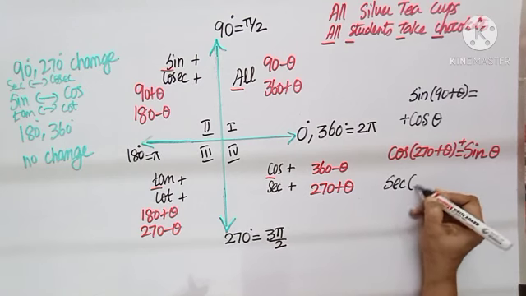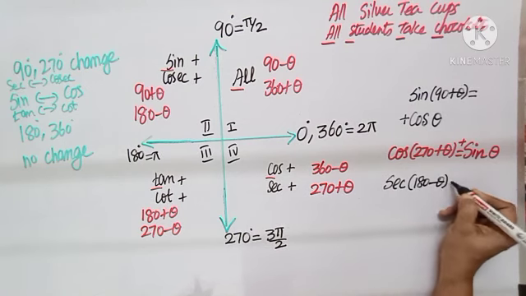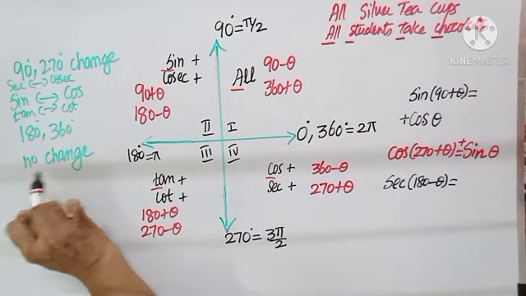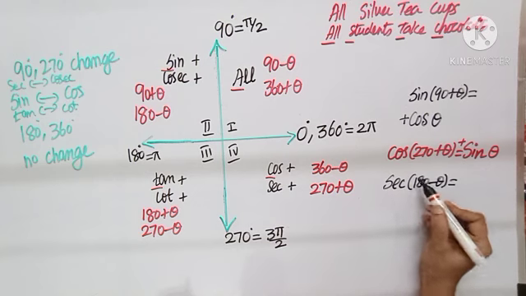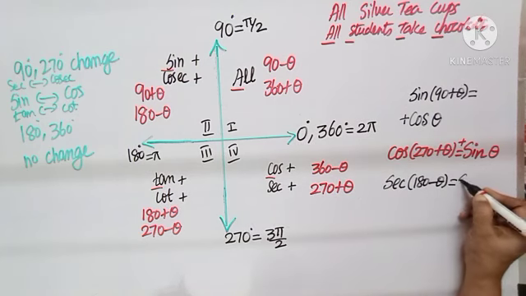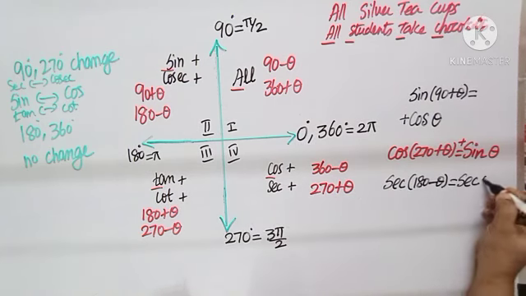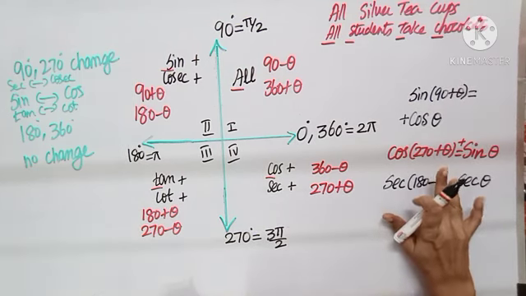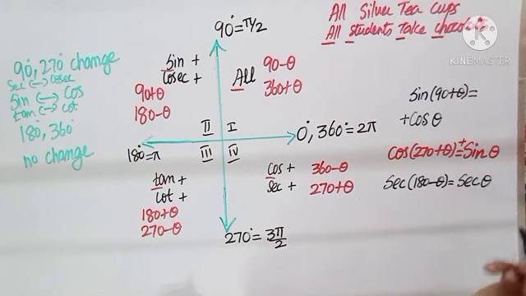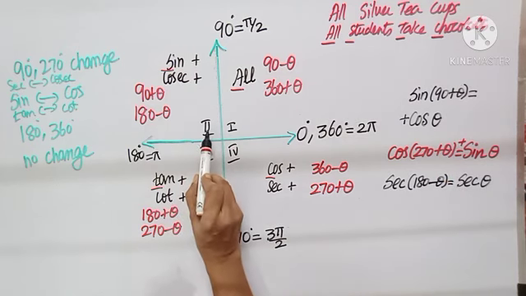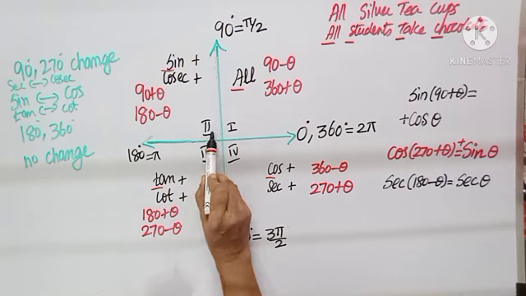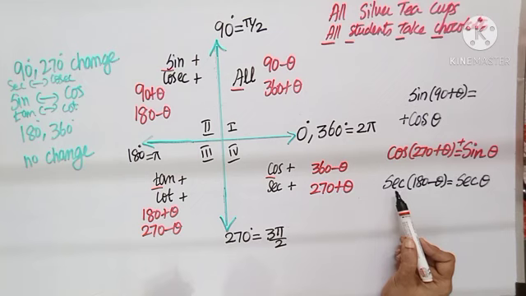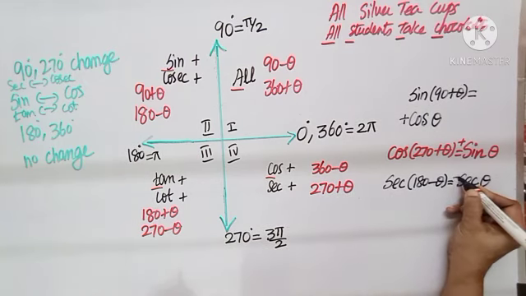Secant 180 minus theta. Let us go on to the clue. 180, 360, no change. So secant 180 comes, put secant as it is. Put theta as it is. Positive or negative, check the quadrant. Where is 180 minus coming? 180 minus is in second quadrant. Second quadrant, sine and cosecant only positive. But my question is secant, so it is negative.